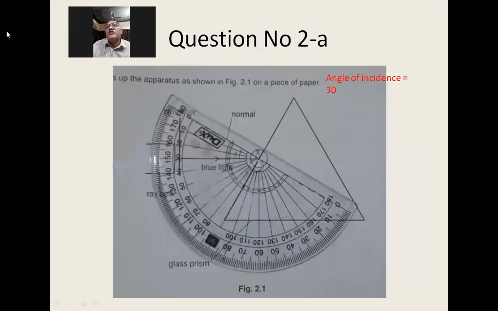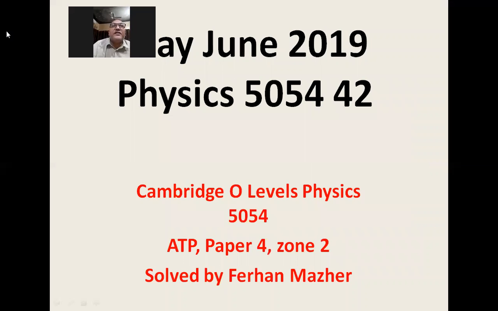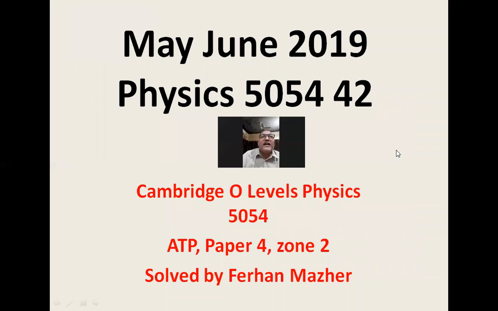So my dear students, hopefully you understand this paper. And today we have reached the end of this paper. Today we have done the May-June 2019 Physics 5054 Fold 2 paper. This is Cambridge O-Levels Physics 5054. We have done the ATP paper today, we call it paper 4. This paper was from zone 2.